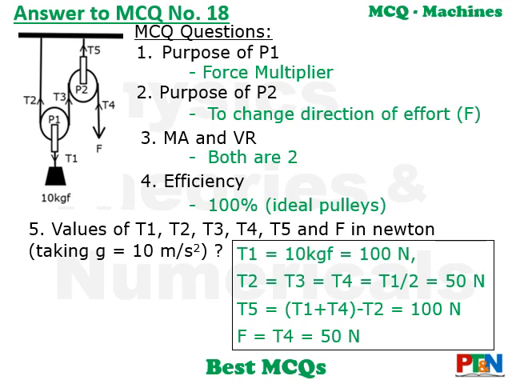Now T5, you see what is the total tension that is connected with the fixed part of the place from where it is hanging. So that is T2 plus T5. So T2 plus T5 should be equal to T1 plus T4. So T5 would be T1 plus T4 minus T2. That is, it will be 100 Newton. And effort, that is F, that is T4. So that will be 50 Newton.